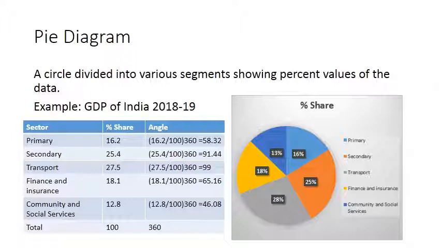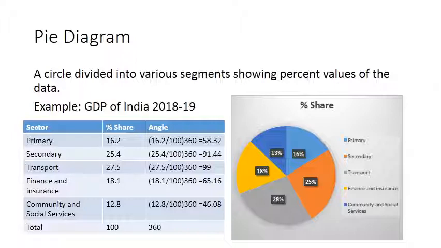Now you can see the pie diagram here. Primary sector 16%, secondary sector 25%, transport sector it is 28%, finance and insurance it is 18%, and community and social services it is 13%. So this is how we can present this information in the form of pie diagram. So directly you can check the share.